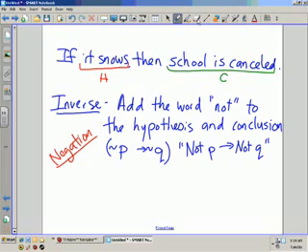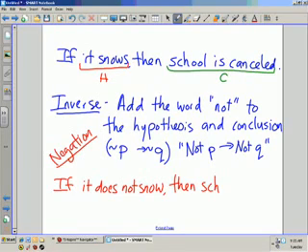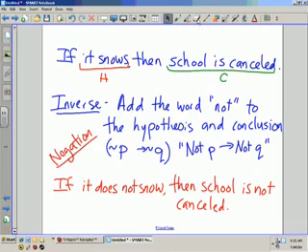All right, I hope everybody got this. It should be as follows. If it does not snow, then school is not canceled. The important parts, again, I put the word not in there and also there. And we have the inverse.